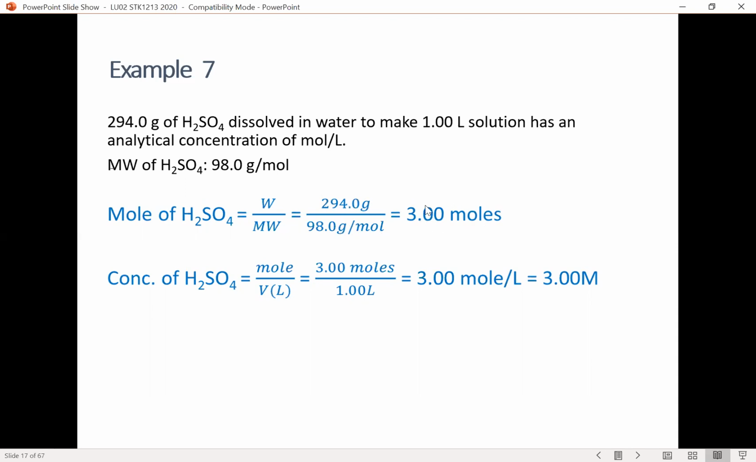Okay, from this answer, you can go back to the formula of molarity, which is moles of solute divided by liter of solution. That will be 3 mole divided by 1 liter equals 3 molar. Okay, the same approach as example 6.